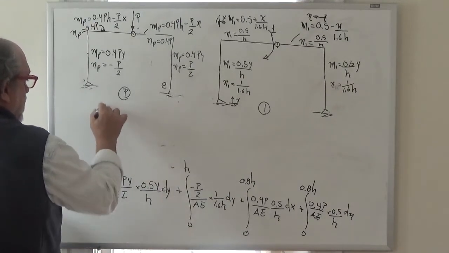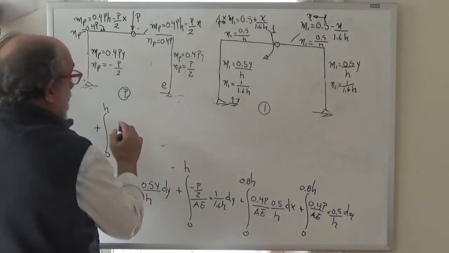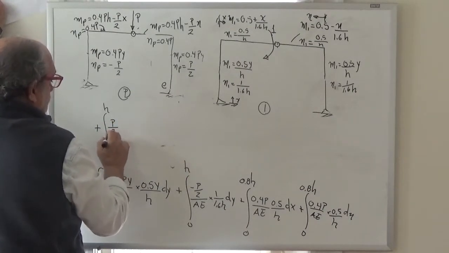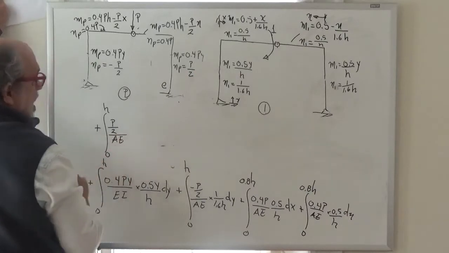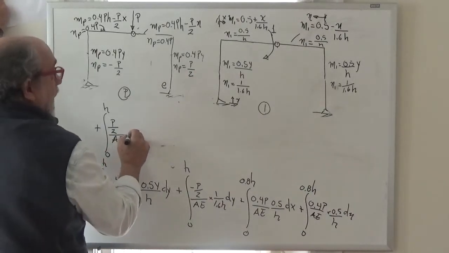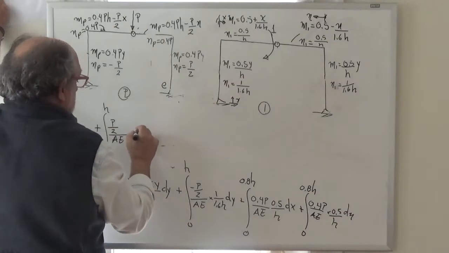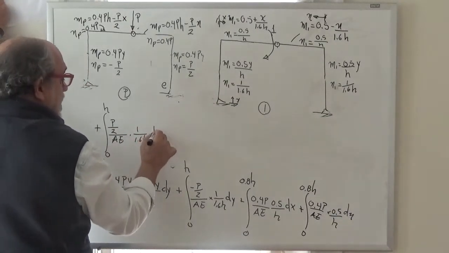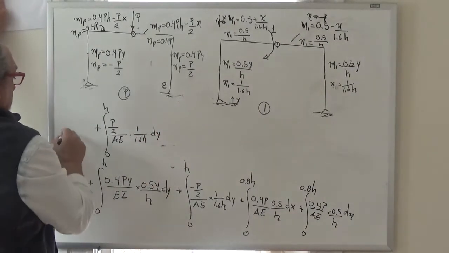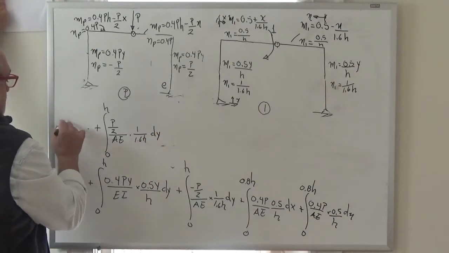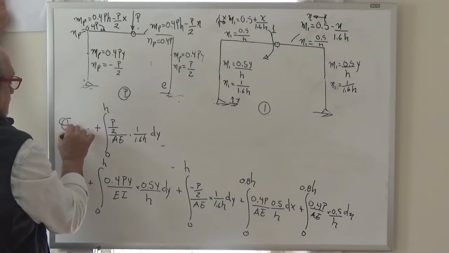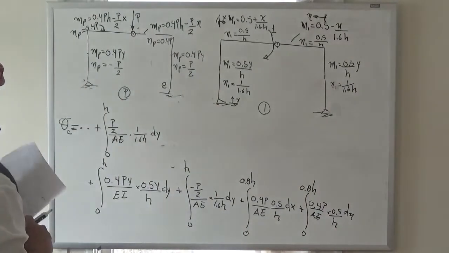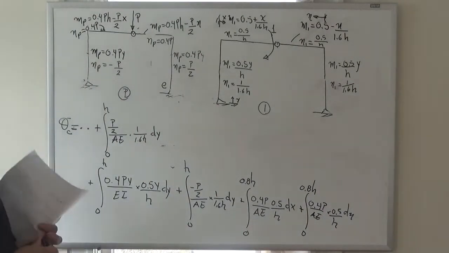Plus the integral from 0 to h for the last one of NP, which is P over 2 over AE, times N1, which is 1 over 1.6 over h times dy. There were terms like this, and this was theta c on the negative side. Right? So that's it.